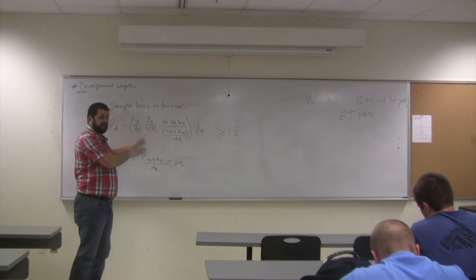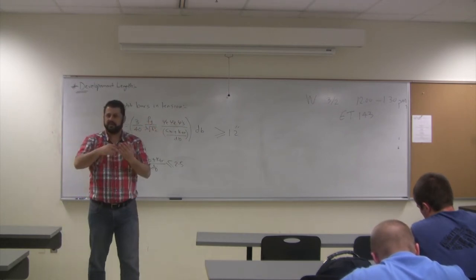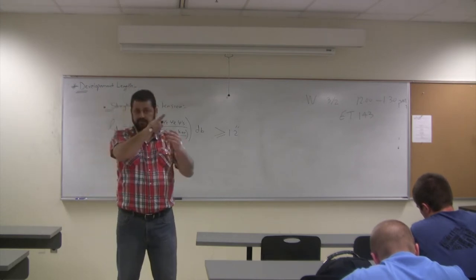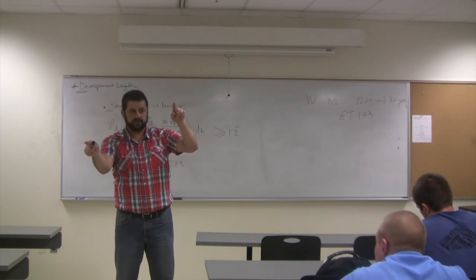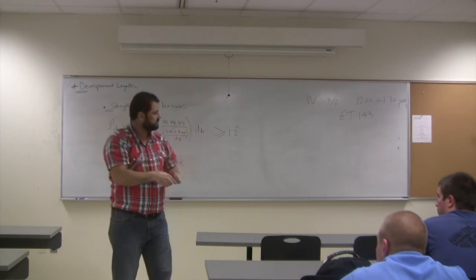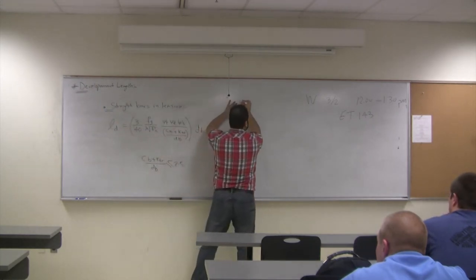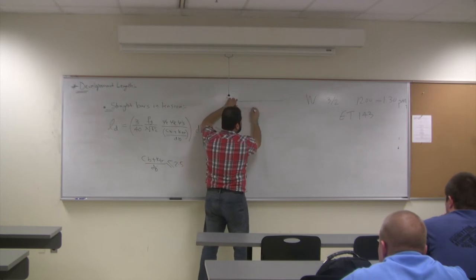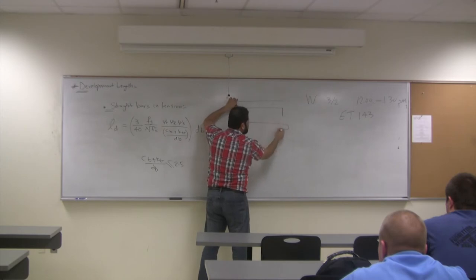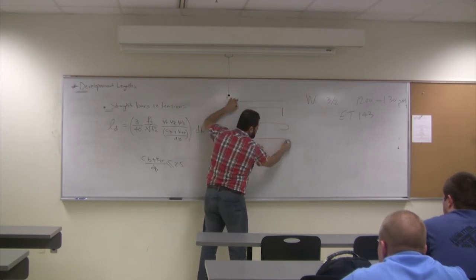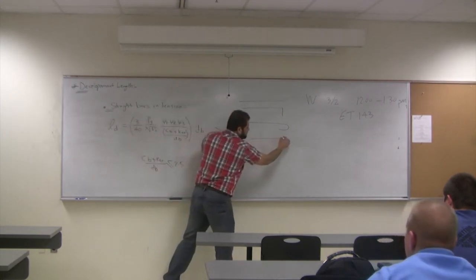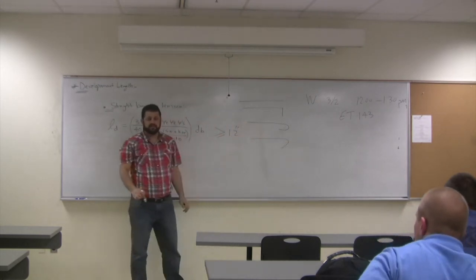If you have a bar terminated into a standard hook, usually we use three configurations for the hooks. The most famous is the 90 degree hook. So this is the bar if it's straight. If it doesn't work, this is the 90 degree hook, or the 180 hook, or sometimes 145. This is the angle, 90 plus something.